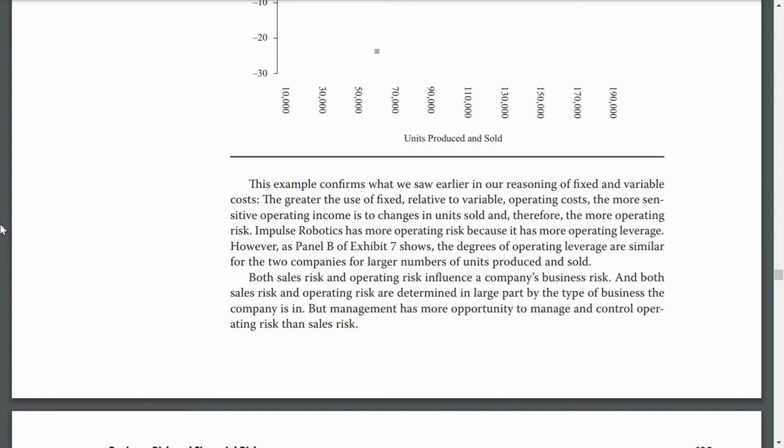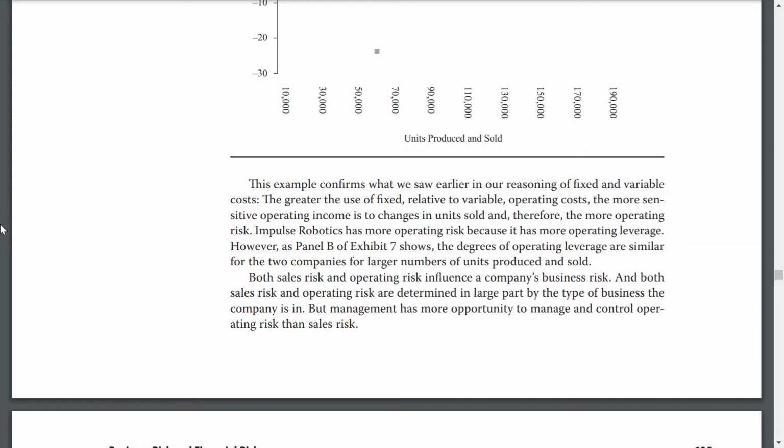The greater the use of fixed relative to variable operating costs, the more sensitive operating income is to changes in units sold, and therefore the more operating risk. Impulse Robotics has more operating risk because it has more operating leverage. However, as Panel B of Exhibit 7 shows, the degrees of operating leverage are similar for the two companies for larger numbers of units produced and sold.